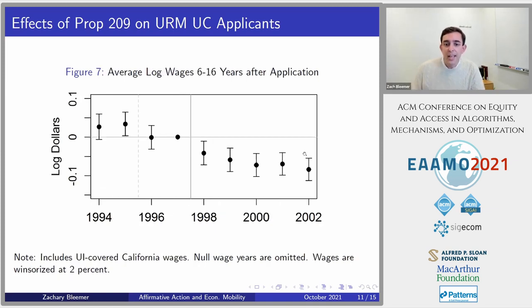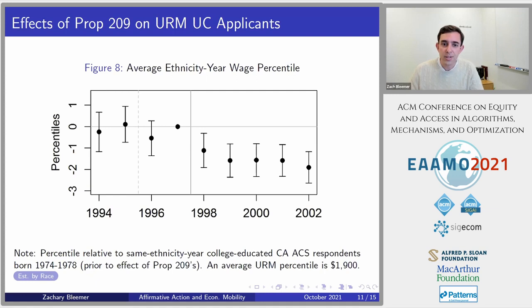You see a decline in students' annual earnings, here measured as log wages, 6 to 16 years after they applied to college. So, call it their mid to late 20s and early 30s. You can see there's a little bit of evidence of pre-trend here. In the years before the policy was implemented, it looks like Black and Hispanic students had higher earnings. This is because of changes in the ethnic wage distribution of young workers in the state of California.